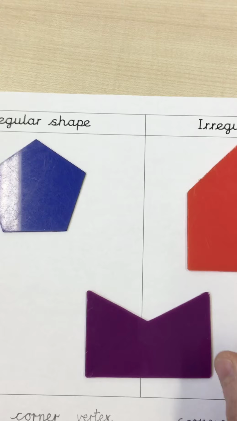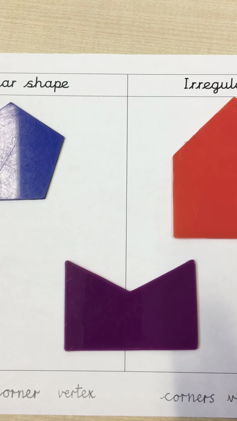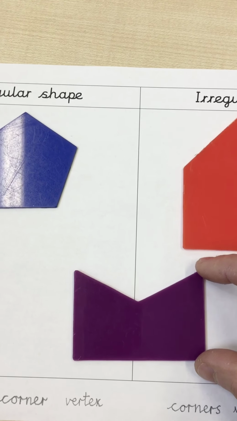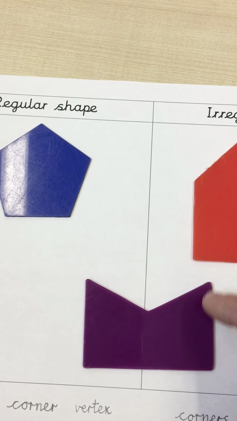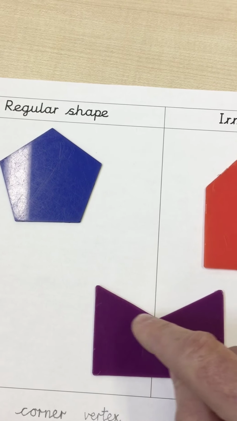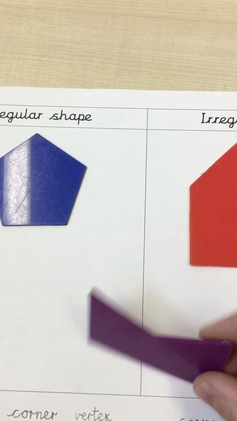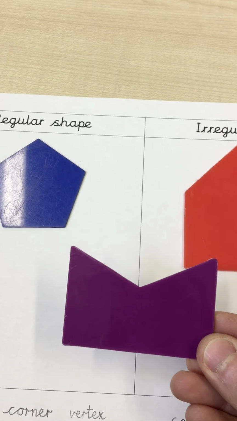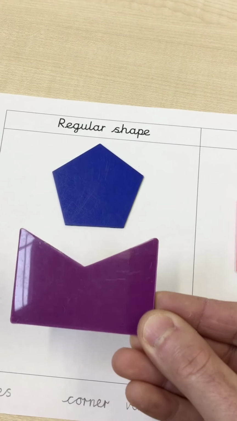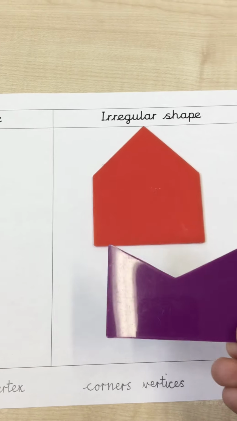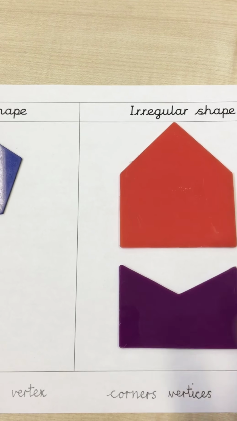What type of shape is this? What's its name? Well, to figure out its name, we need to count the sides. 1, 2, 3, 4, 5. How many corners? 1, 2, 3, 4, 5. Again, 5 is the magic number. It's a pentagon, but is it regular or irregular? Well, it's not all the same, is it? So you can see it's different, so it's going here.